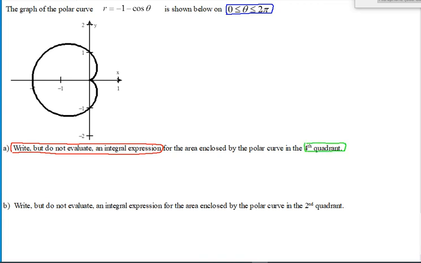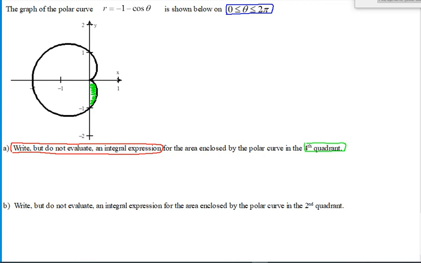So the fourth quadrant, remember, there's the first quadrant here, second quadrant, third quadrant, fourth quadrant. So it's talking about this little area right here we're trying to find. What is the area of that region? So we will need to figure out which part of this graph gives us this fourth quadrant.